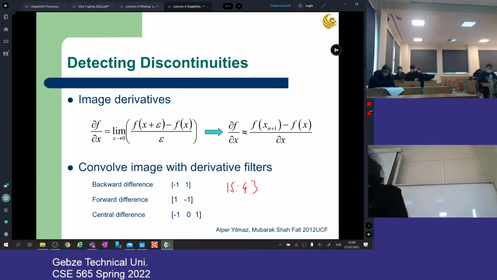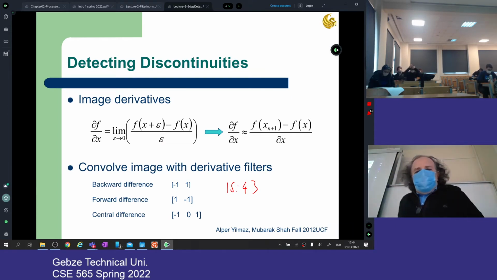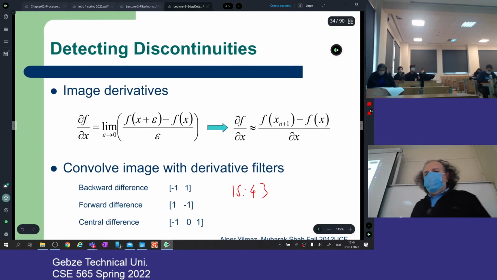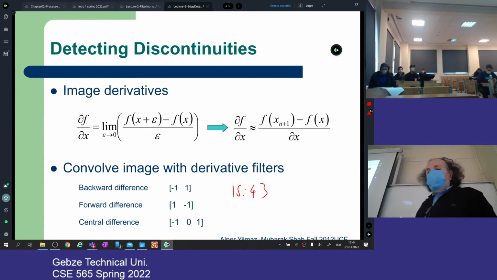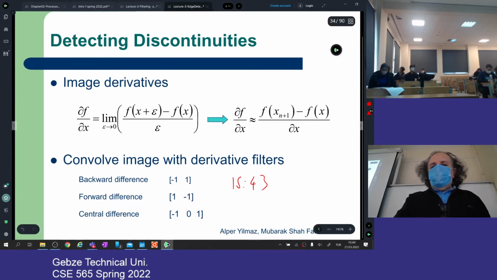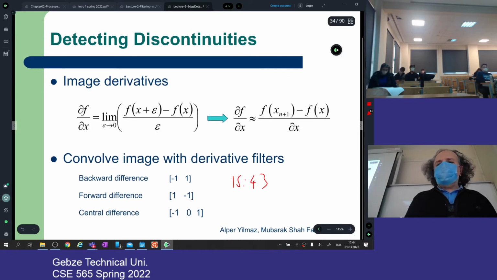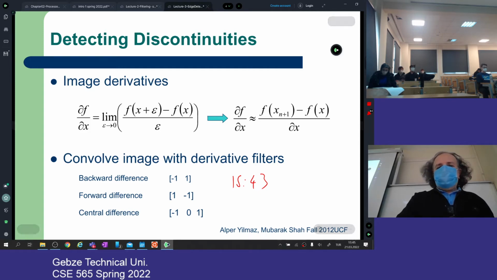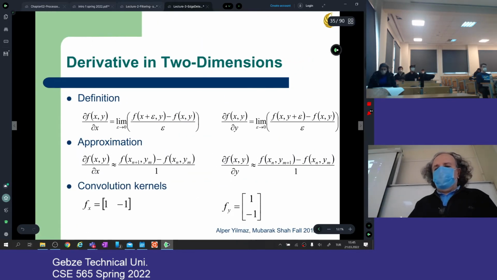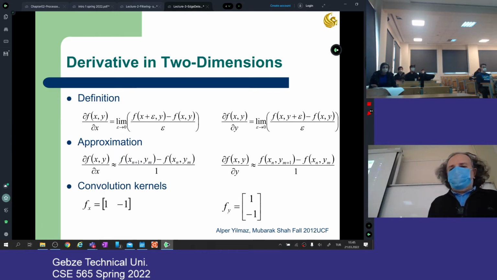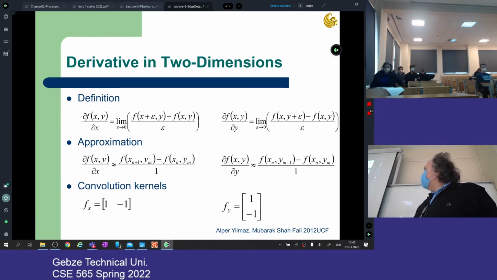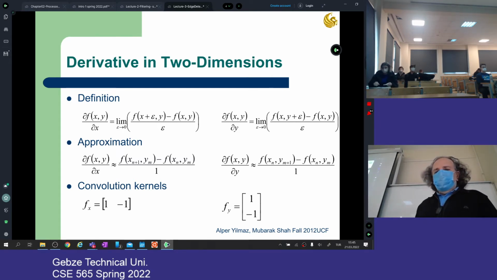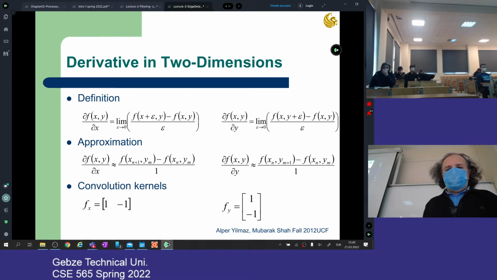Okay, so we know this. This is how we do the differentiation in the continuous world, but our world is not continuous. We live in a discrete world, so instead of taking this as an infinitesimally small epsilon value, we take a finite value. In our case, the smallest one we can take is just one pixel, and these will be our operators for taking the derivative.